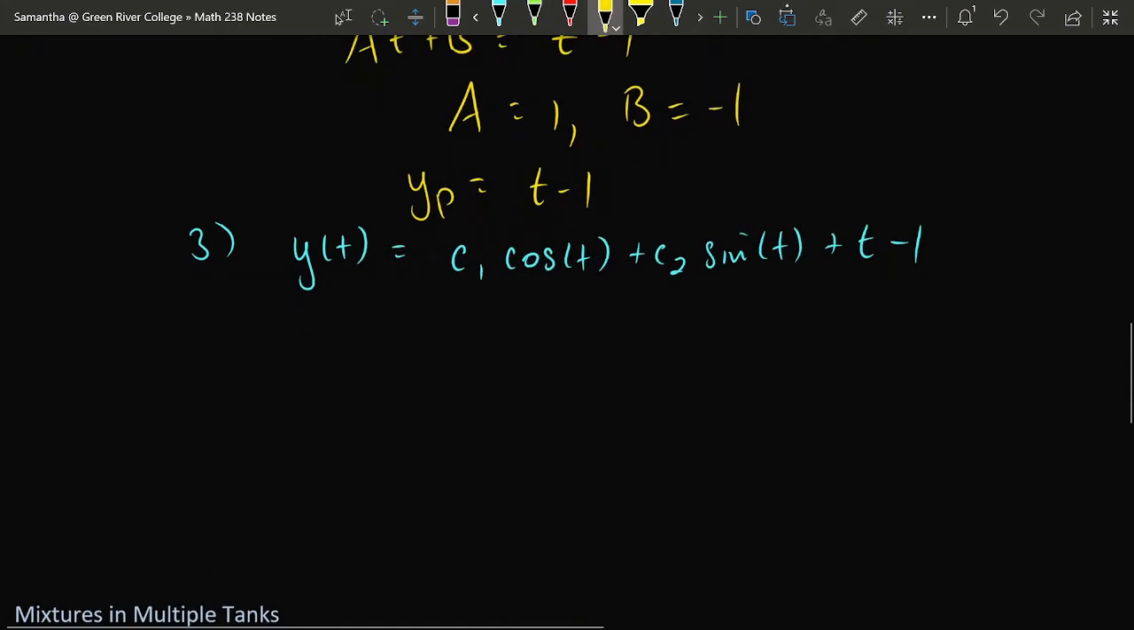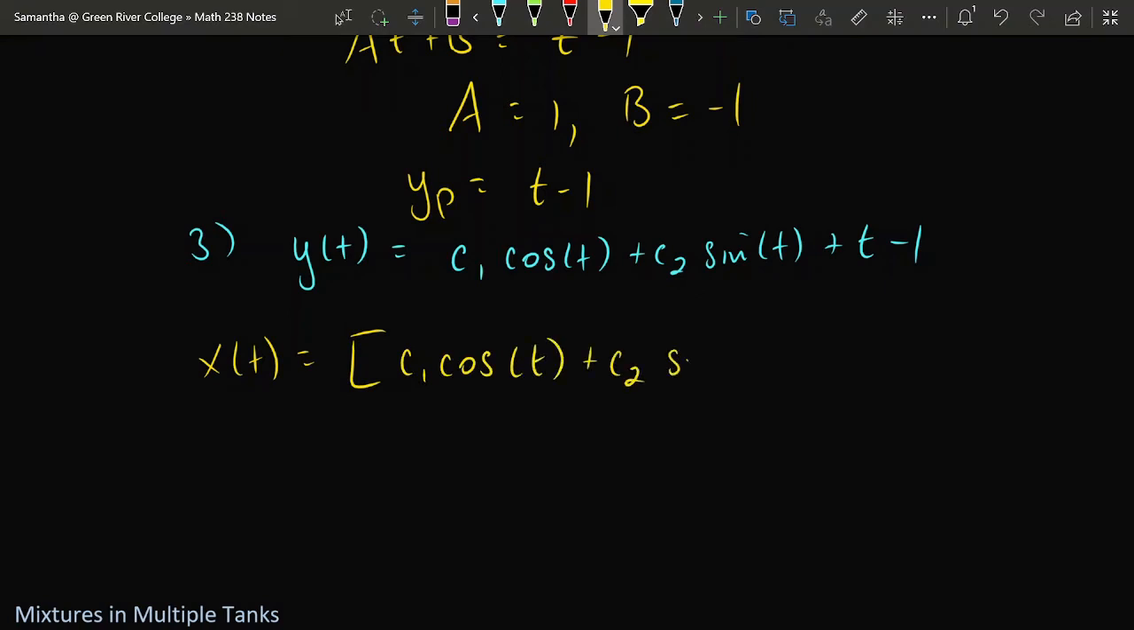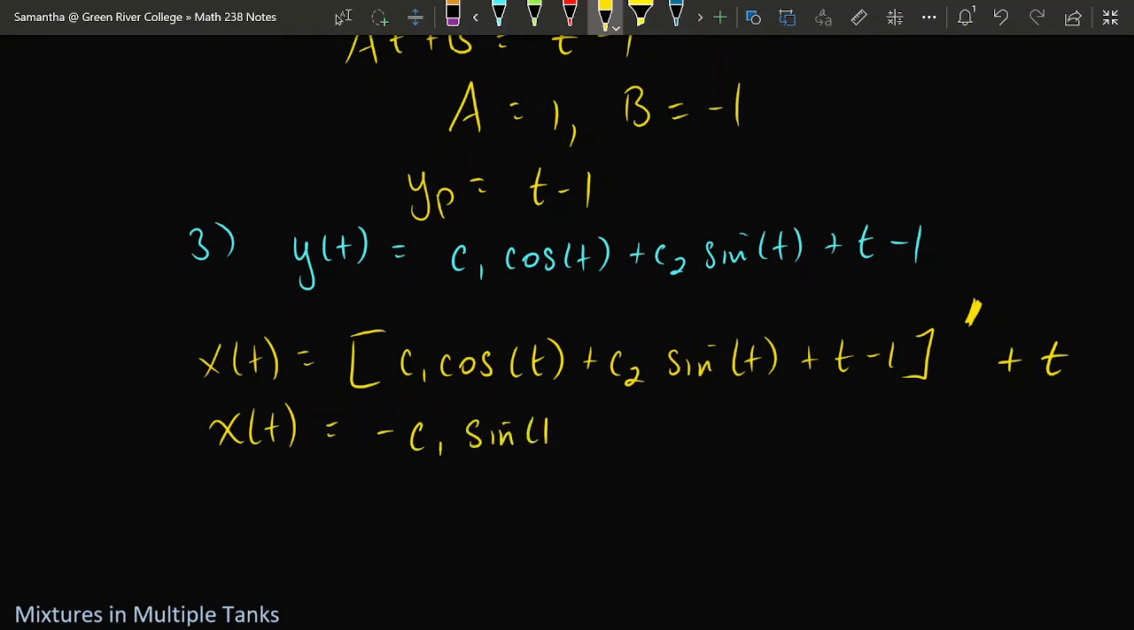So in our problem, the x would be equal to the derivative of the y formula that we just found, big prime for derivative, and then that plus t on the outside. So, calculating that derivative, looks like I'm going to get minus c1 sine of t and plus c2 cosine of t. The derivative of plus t is 1. The derivative of minus 1 vanishes, and then I have that plus t term in the back.